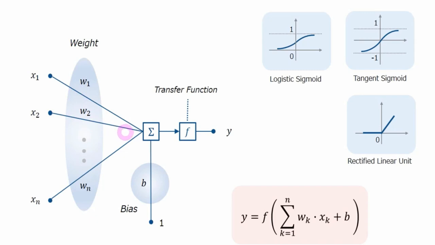After multiplying inputs with the weights, we sum them together and we add a value called bias b. Finally, we pass that sum through an activation function or transfer function, like logistic sigmoid, tanh, or ReLU. This introduces nonlinearity. That's the basic artificial neuron.